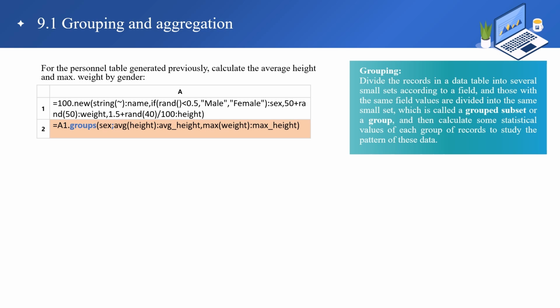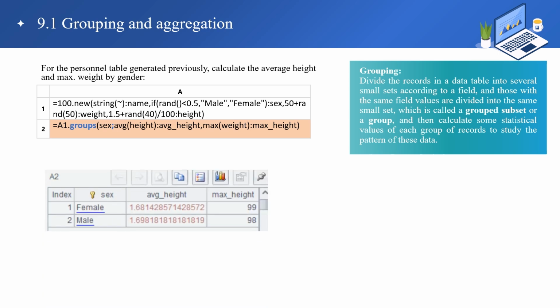Here, the multi-level parameters are also used. Before the semicolon is the field used for grouping, and here it is sex. After the semicolon are the aggregate operations to be done. There are two of them, average height and maximum weight, separated by a comma.